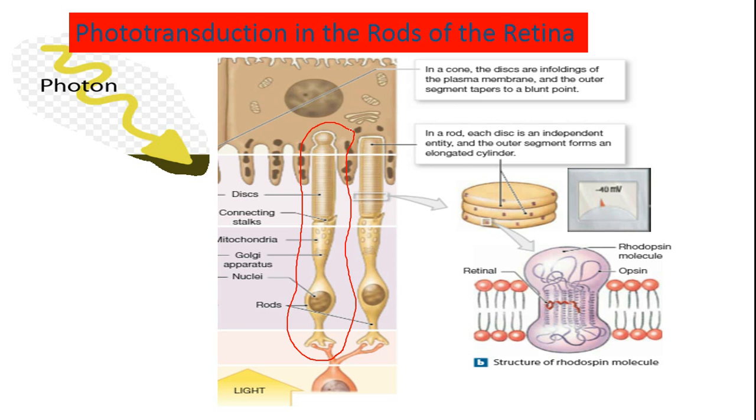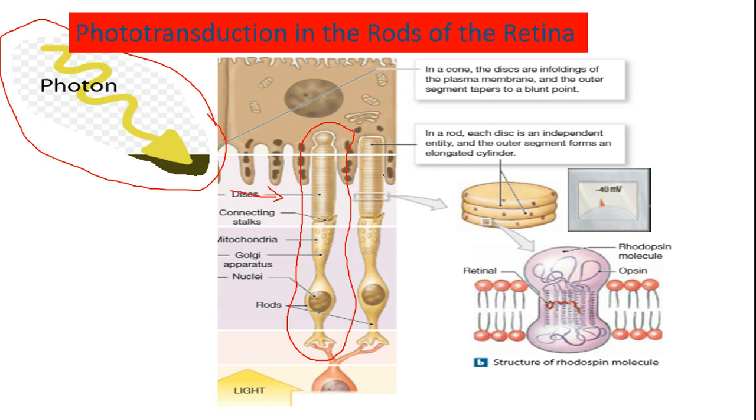Now the rod cell is turned on when light is not present, and the rod cell is turned off when light is present. Right up here in the upper left hand corner we have a photon, and a photon is a particle of light. When this photon hits this rod cell right in here, it causes the phototransduction cascade.